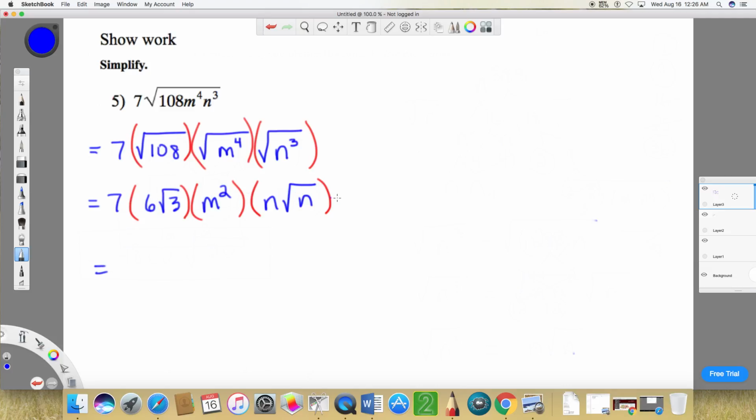So all of this is just multiplication. It says to simplify, but boy, right now it doesn't look very simple. But the numbers on the outside of the square root, the 7 and the 6, I can multiply them together. 7 times 6 is 42. And the letters on the outside, m squared times n. Well, when you're multiplying variables, you just write them next to each other. Now, what's underneath the square root is the square root of 3 times the square root of n. We can write that as a single square root. We can just write that multiplication underneath that radical of 3n.